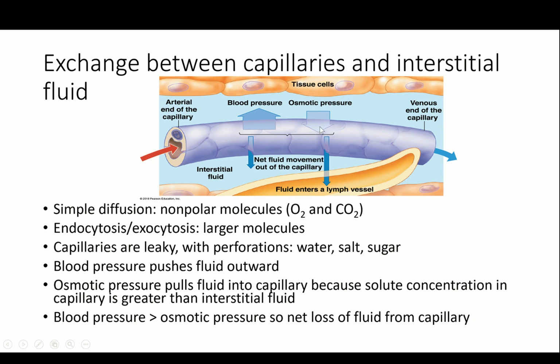And then we're going to have osmotic pressure that is going to be pushing fluid back into the capillary, because the solute concentration in the capillary in here is greater than what's here in the interstitial fluid. Because it's higher here, the water is going to want to move into this space to equalize the concentrations. Because blood pressure is greater than osmotic pressure, this means that you're going to get a net loss of fluid over time from the capillary. And so we rely on a second system called your lymphatic system to collect any of that excess fluid and return it back to the heart and back to the body.